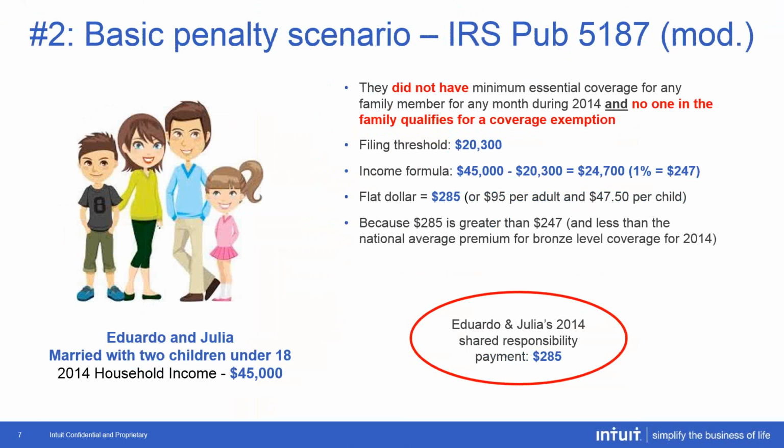Okay, next we're going to go to use case number 2, another basic penalty scenario from IRS publication 5187, and I modified it to show you different points of the computation. We have Eduardo and Julia. They're married, have 2 children under 18. They did not have minimum essential coverage for any family member for any month during 2014, and no one in the family qualifies for a coverage exemption. For 2014, their household income was $45,000, and their filing threshold, $20,300.